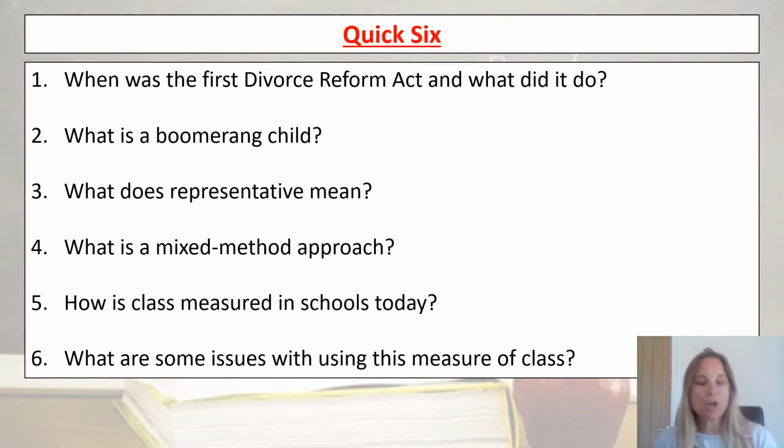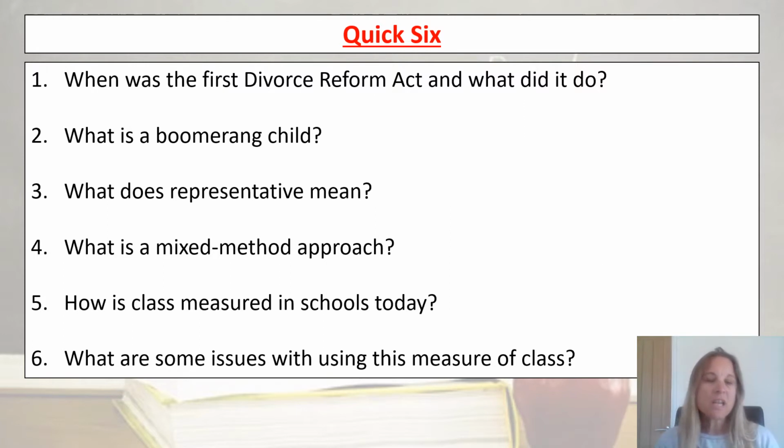What is a boomerang child? A boomerang child is one who leaves the family home and comes back, much like a boomerang. So they might go off to university, and when they finish university, come back to live at home, or they might go off to live with somebody that they're in a relationship with, and then they might come home because that relationship might break down, for example.